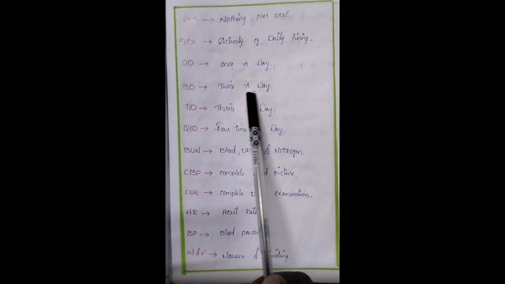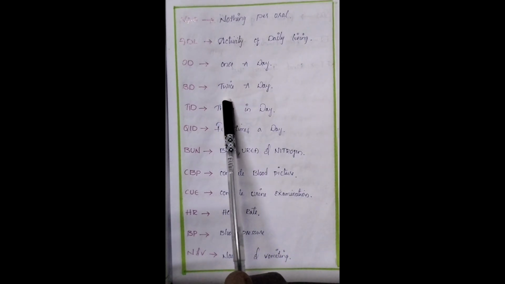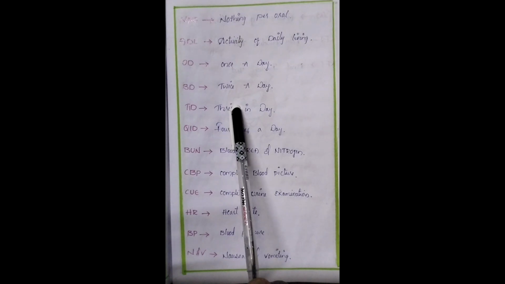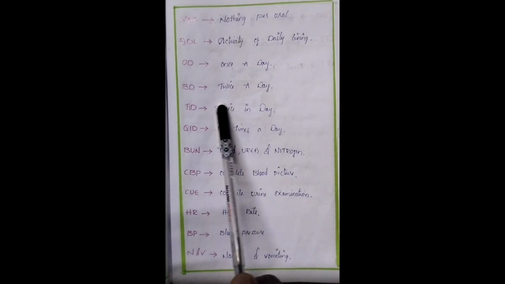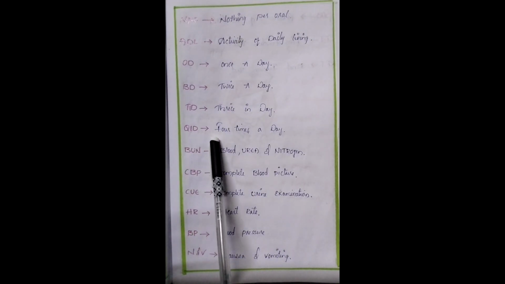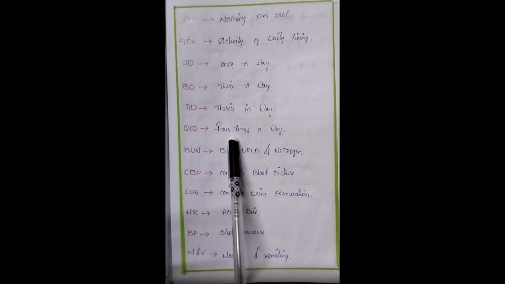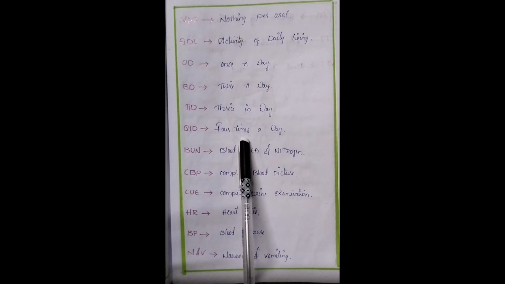Next, BD, twice, two times. The medication should be taken two times in a day. Next, TID, thrice, morning, afternoon and evening we should take. Next, QID, 4 times a day, means the medication which is prescribed by the doctor, we should take 4 times in a day.